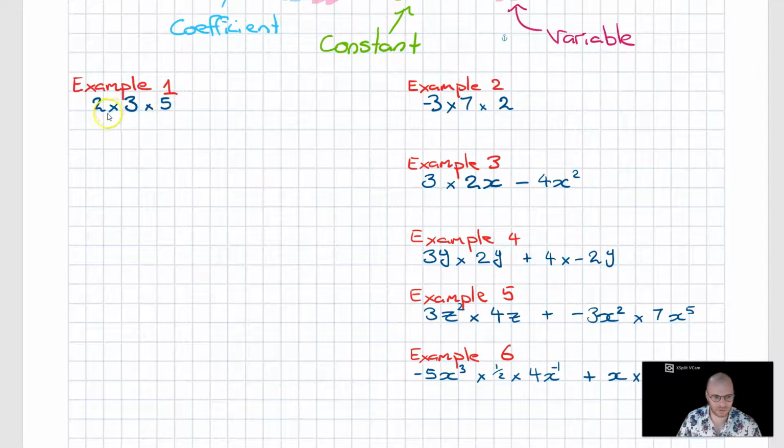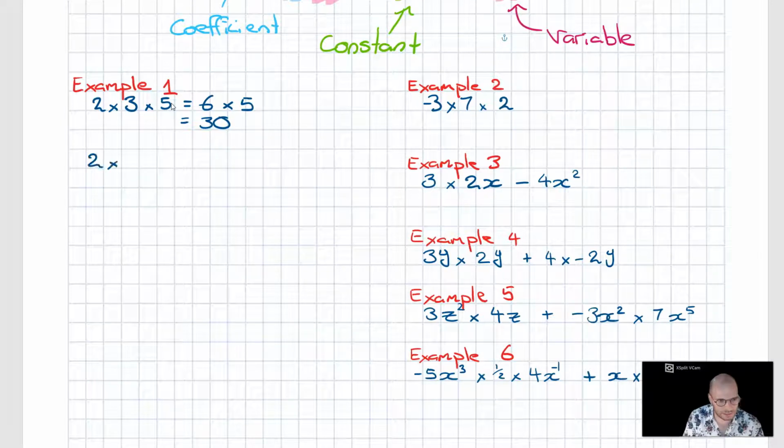So starting with example 1, we've got something nice and simple. We've got 2 times 3 times 5. What we want to do is multiply this out. But notice we've got 3 different factors here. So when we multiply this out, we want to know which order to multiply in. And the answer is it doesn't really matter. We can go 2 times 3, that equals 6. And then we have the times 5. And then 6 times 5, that's 30.